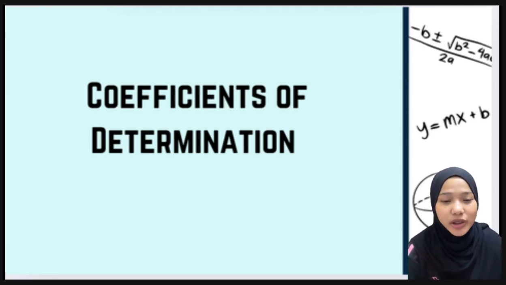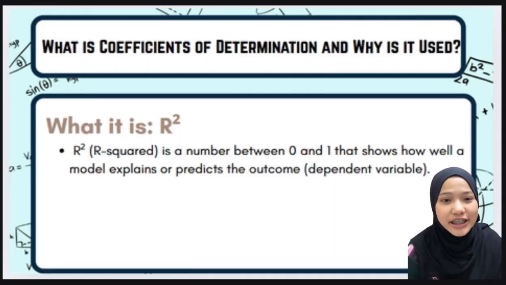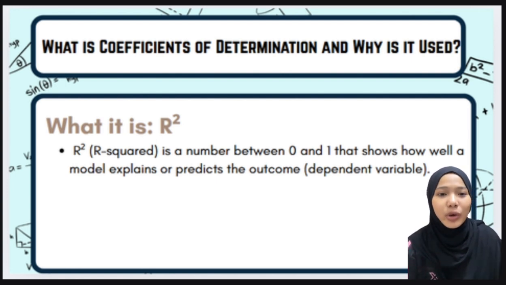This is my turn to explain what is the coefficient of determination, R square, also known as R2, and why it is used. R square is a number between 0 and 1 that shows how well a model explains or predicts the outcome, its dependent variable.